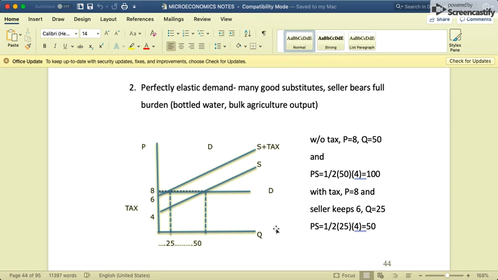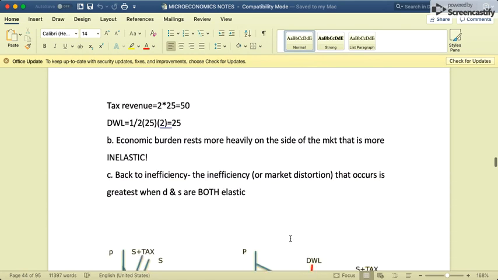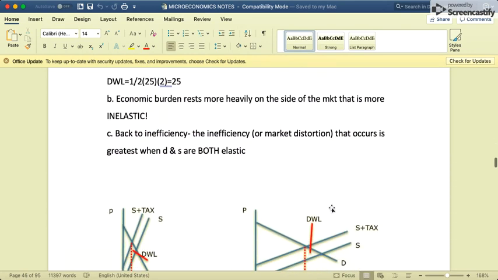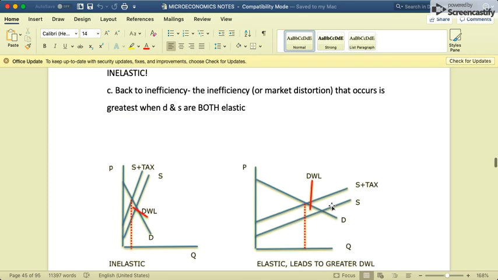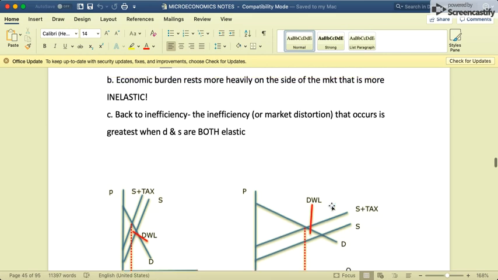In reality, it's very, very unusual, if not impossible, to find any good or service that is perfectly elastic or perfectly inelastic. So in reality, we can just say that the economic burden rests more heavily on the side of the market that is more inelastic. So if supply is more inelastic, meaning more vertical, then the seller will bear more of the tax burden. If demand is more inelastic, meaning that the demand curve is more vertical, then the buyer will bear more of that tax burden. All right.